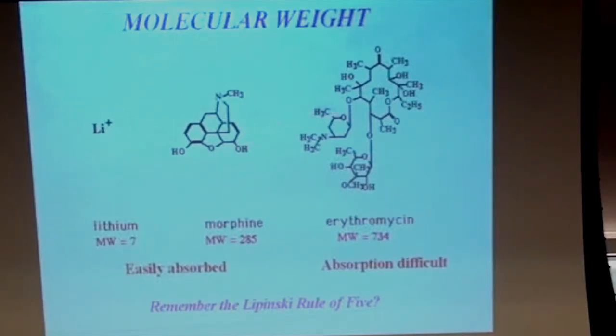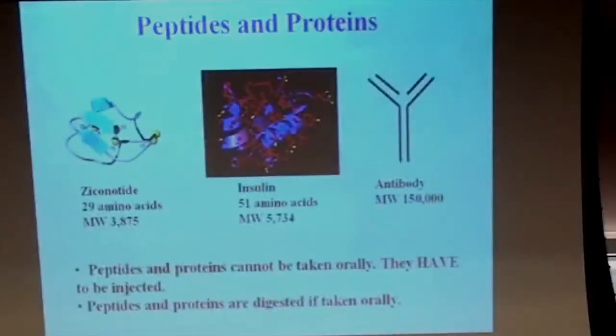And then as we're coming up in molecular weight to something like erythromycin, a macrolide antibiotic, you see the molecular weight is getting high. We're starting to violate Lipinski's rule of 5, and absorption is becoming difficult. And then as we really move up in molecular weight, we come to peptides and proteins. This is a cone snail toxin used for pain. This is insulin, molecular weight 6,000. Monoclonal antibody, molecular weight 150,000 Dalton.